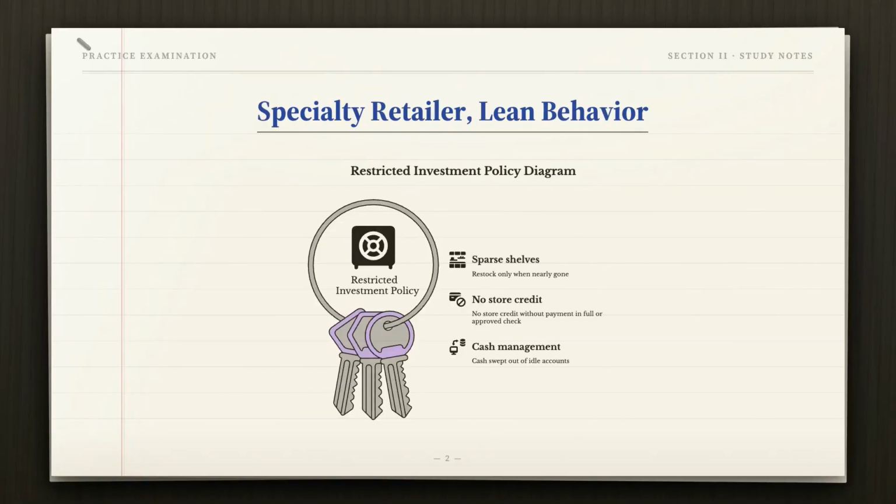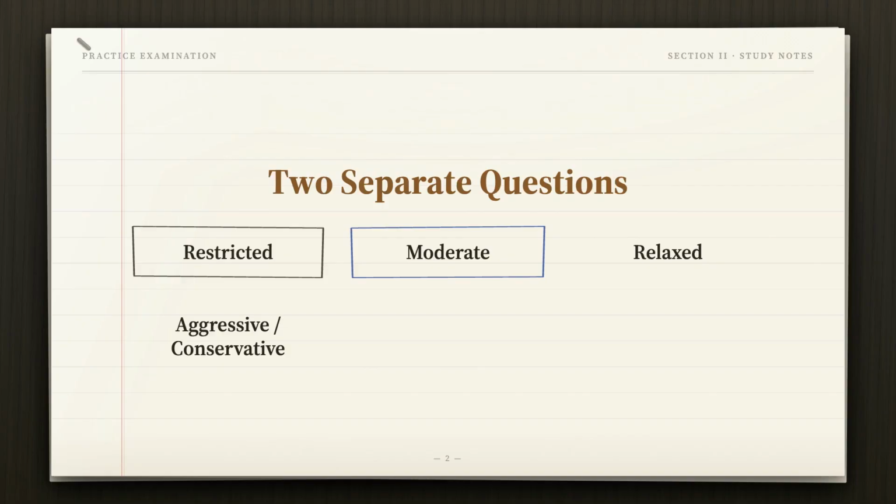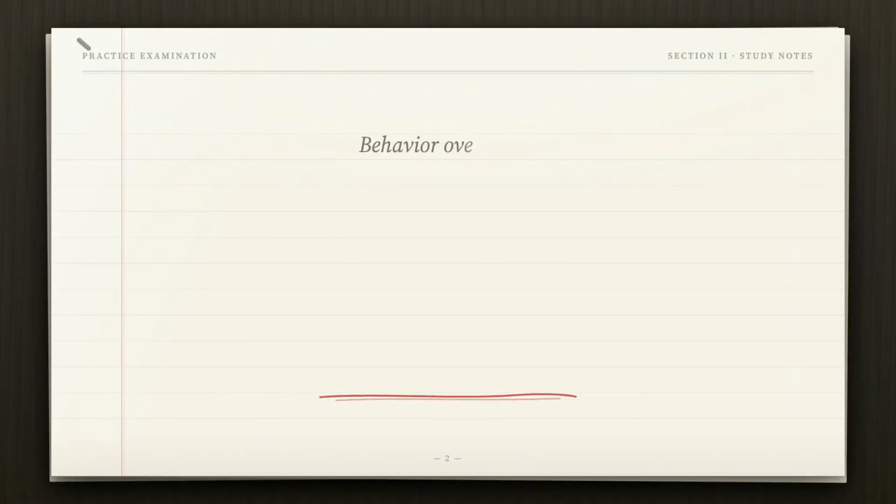Picture a specialty retailer with deliberately sparse shelves, restocking only when nearly sold out, and refusing store credit without payment in full or an approved check. None of these habits use the word restricted, yet every one of them points there. Here's the trap. Restricted, moderate, and relaxed describe investment policy, how much to hold. Aggressive and conservative describe financing policy, how to fund what's held, a completely separate decision. When a scenario about lean inventory and tight credit offers aggressive or conservative as answers, that's vocabulary borrowed from the wrong side of the equation.